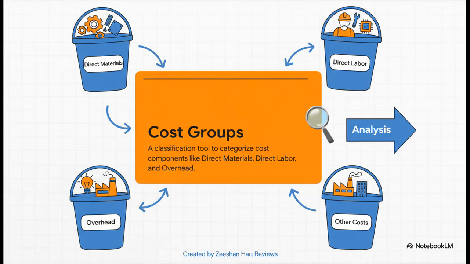So how do we track all this stuff? Well, the first tool is the cost group, and it's actually brilliantly simple. Just think of cost groups as big, clearly labeled buckets. You have one for direct materials, another for direct labor, and one for overhead. Every single cost gets sorted into the right bucket, which, trust me, is critical for getting good analysis later on.